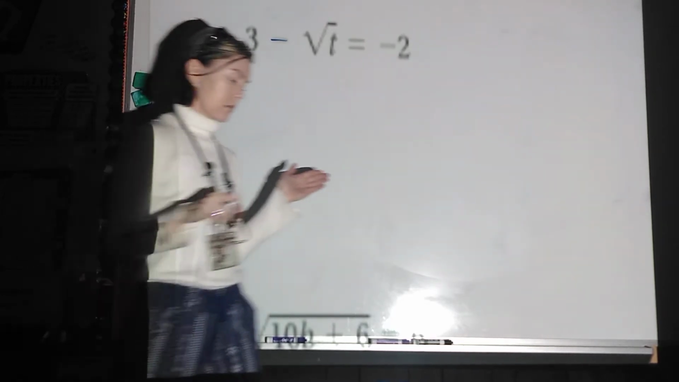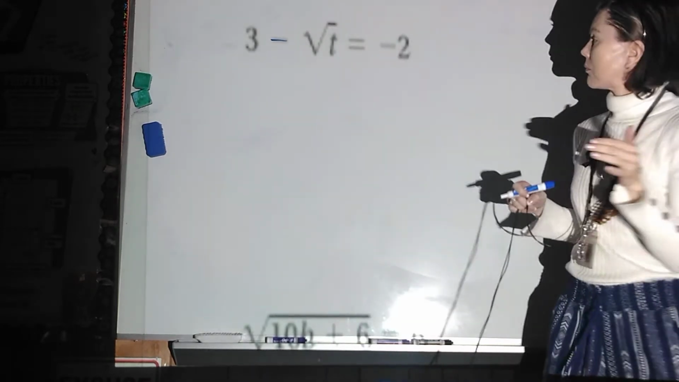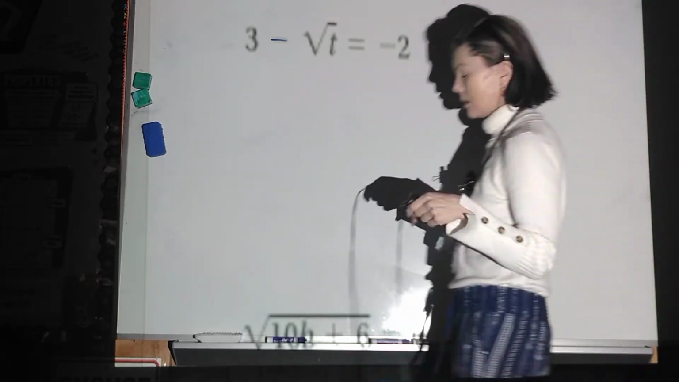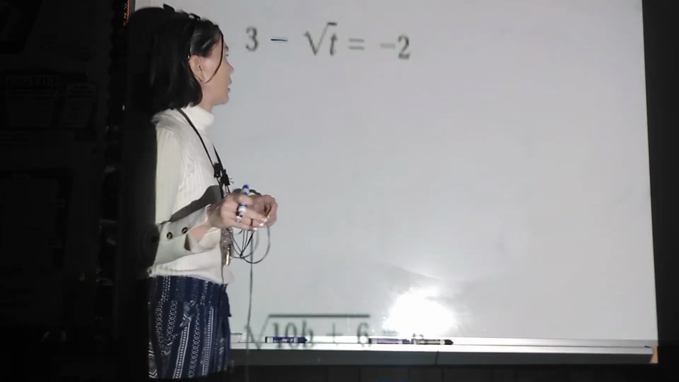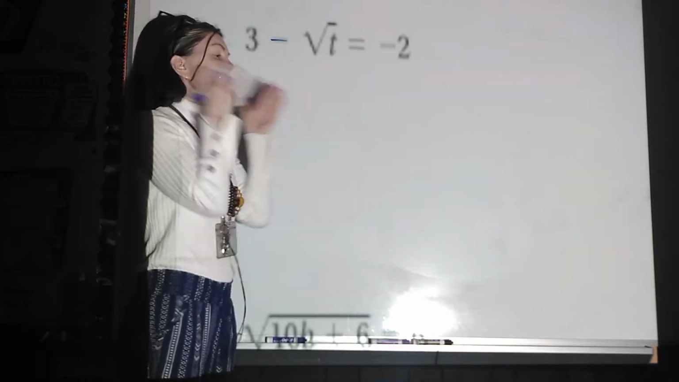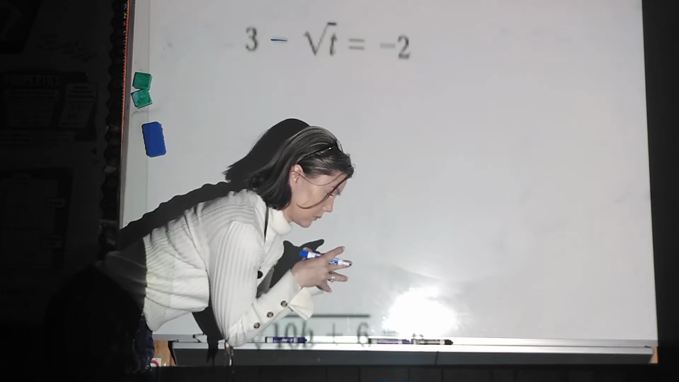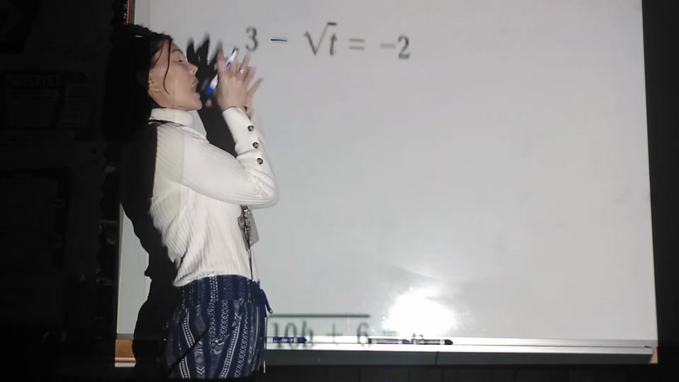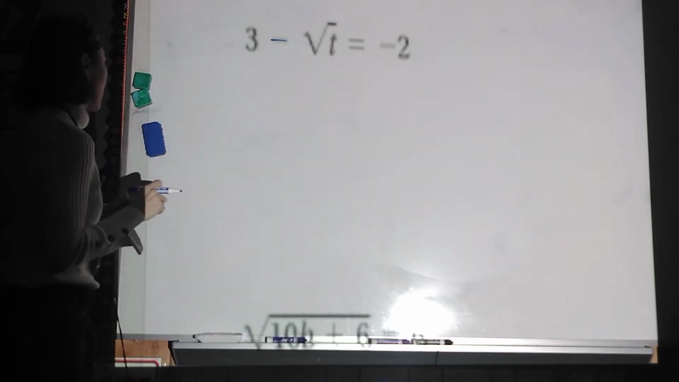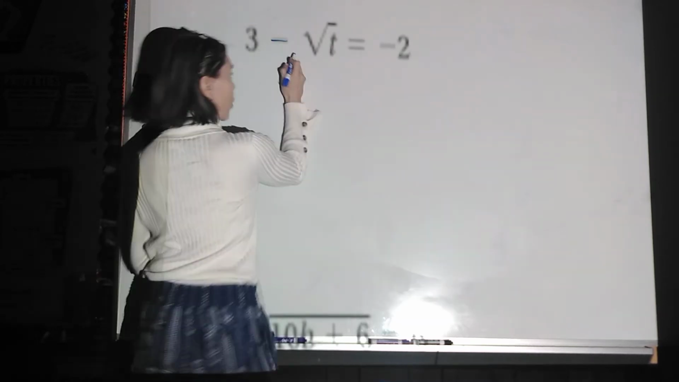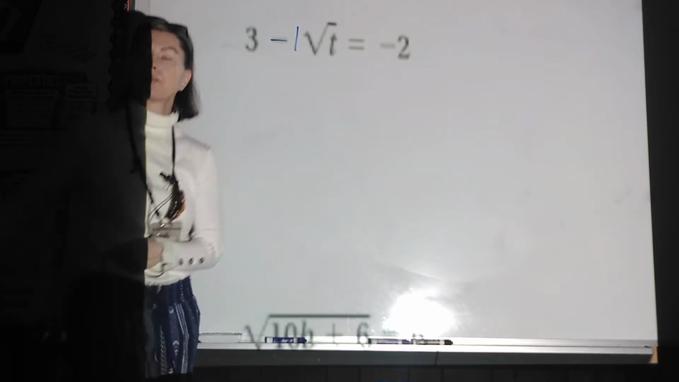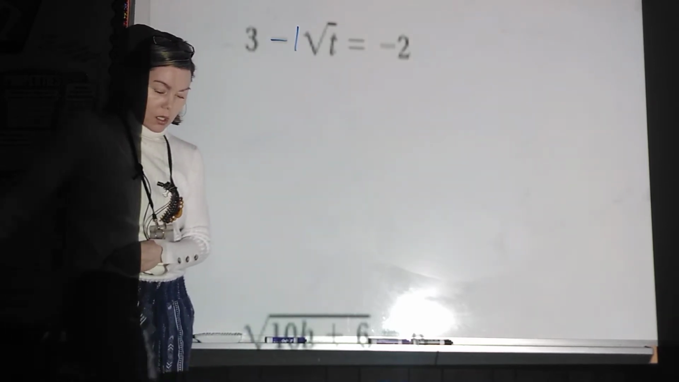Now, you guys, this is 3 minus radical t equals negative 2. Write it down. So, you guys, step 1. Isolate the radical. Even though it's not there, we know there's a what right there? A 1. Do it now.